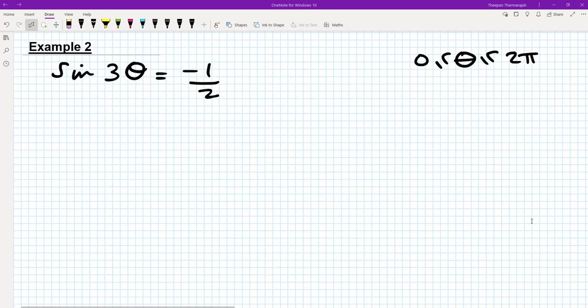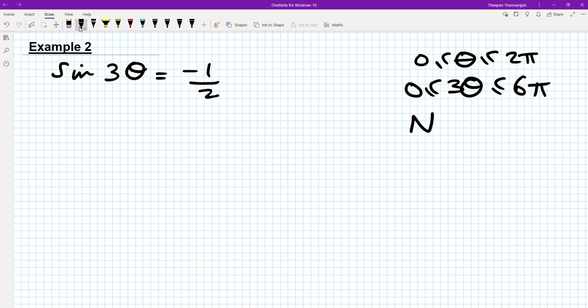Here's a question for you to try. You can pause the video, and when you're done, I will go through my worked solution. Okay, welcome back. So we know the new range will be 3 theta is greater than or equal to 0, but less than or equal to 6 pi. And this is our new range.